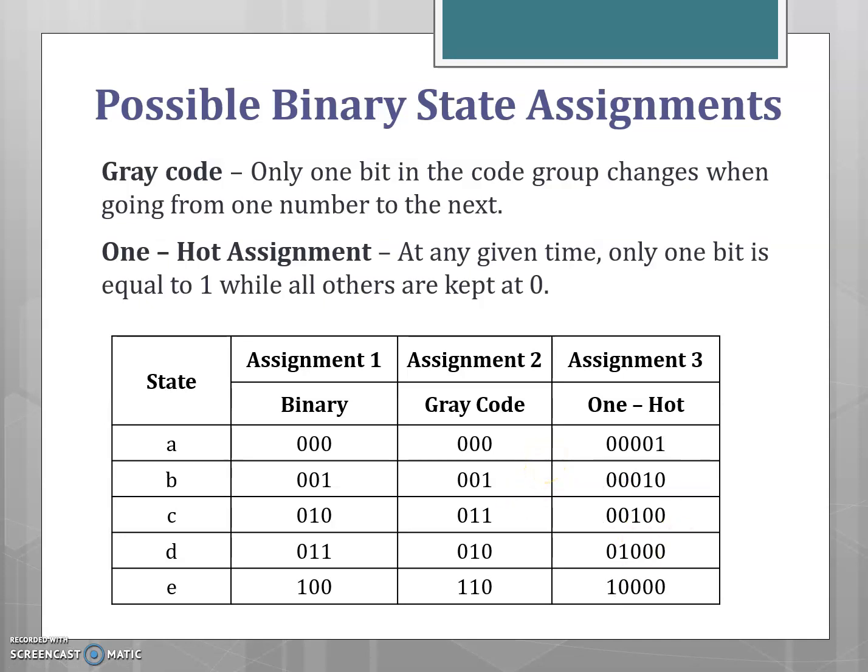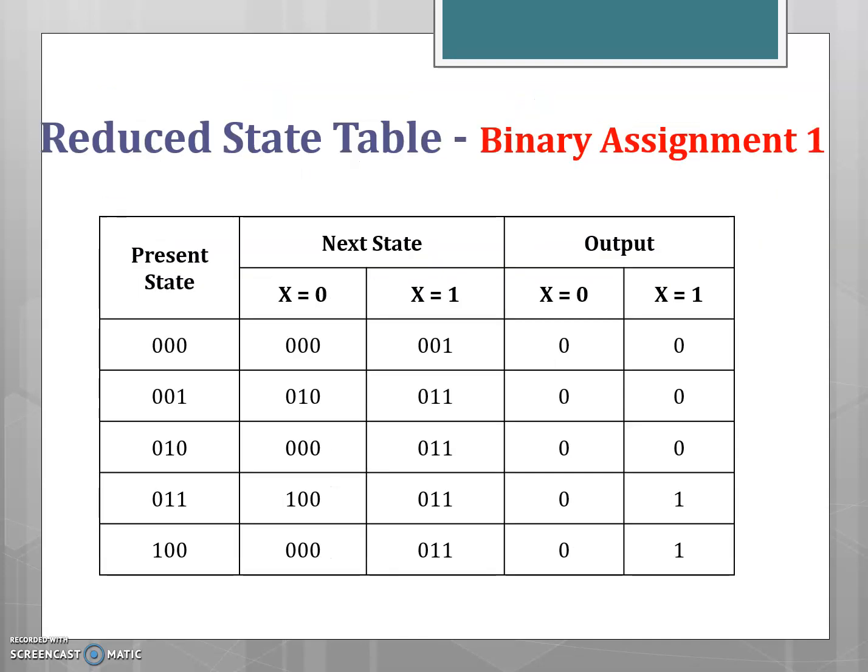Mostly we'll use a state assignment which reduces the cost of the combinational circuit. In this example, I have used the simple binary state assignment. For the reduced state table, I have just replaced the states A, B, C, D, E with the binary state assignment, with the corresponding next state values and outputs.